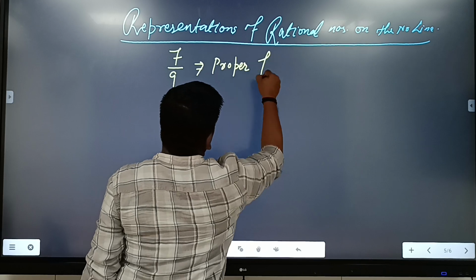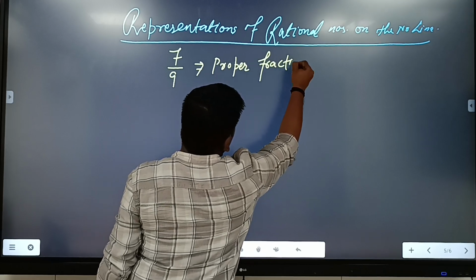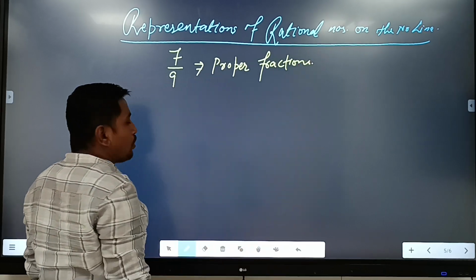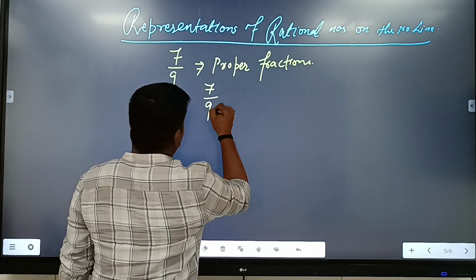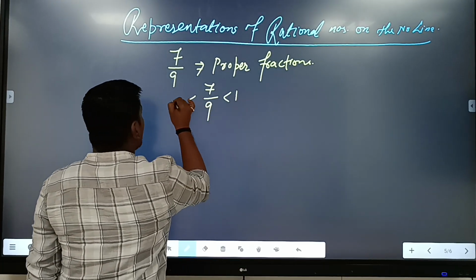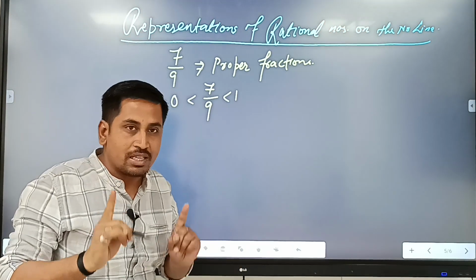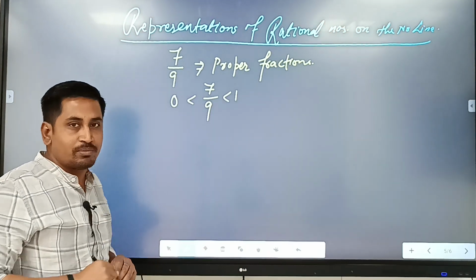This is proper fractions. And we know proper fraction is always less than 1. So 7 by 9 is less than 1, but it is more than 0. The first step that we have completed. Any doubt in this step?